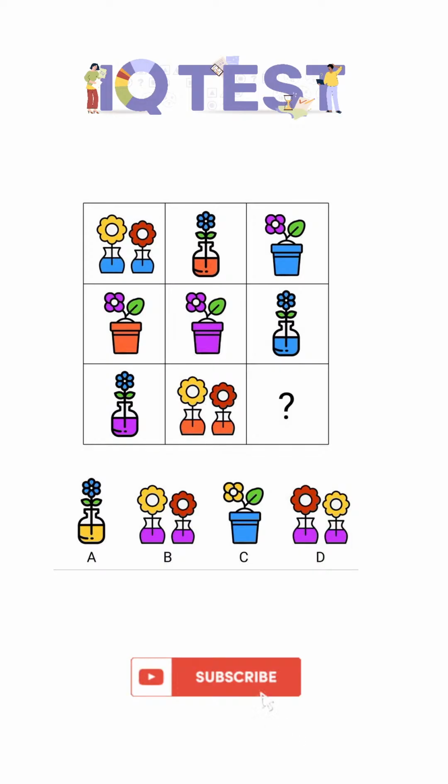So from here, I can see some patterns. Diagonally, I see a blue vase with gold and brown color. Then I see a purple vase with a purple flower. Then the last row is empty. So what do we have? All right, so over here, I think my answer is B.